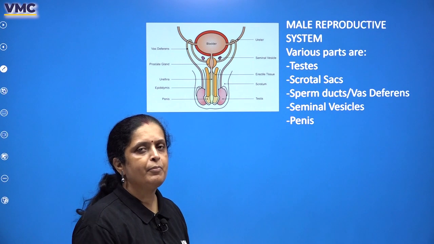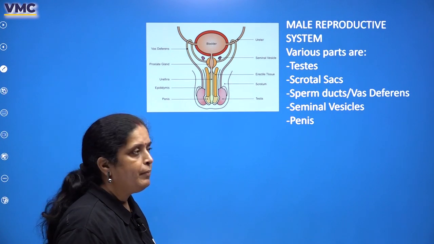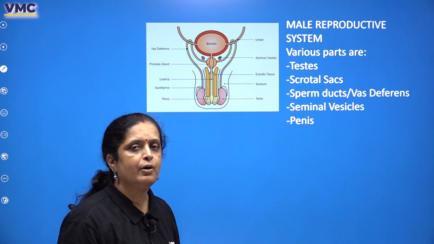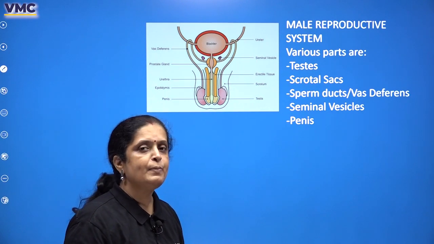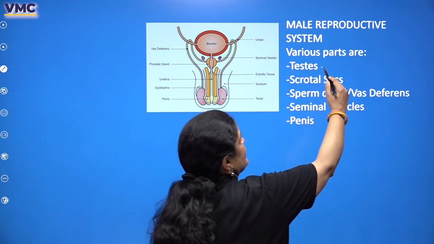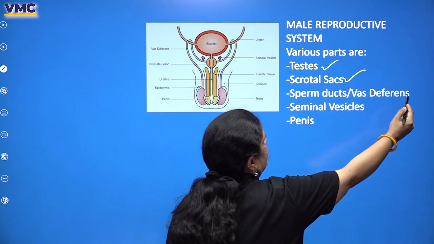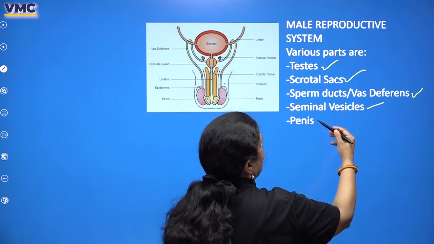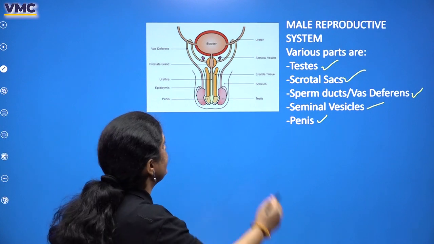Let's look at the male reproductive system. The male reproductive system is placed outside the abdominal cavity of the male members, right? It is placed outside the abdominal cavity and it contains testis, scrotal sac, sperm duct or vas deferens, seminal vesicle and penis. Let's see this.